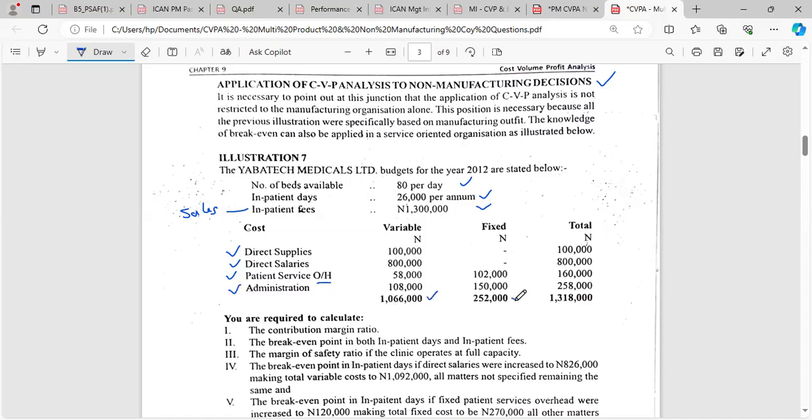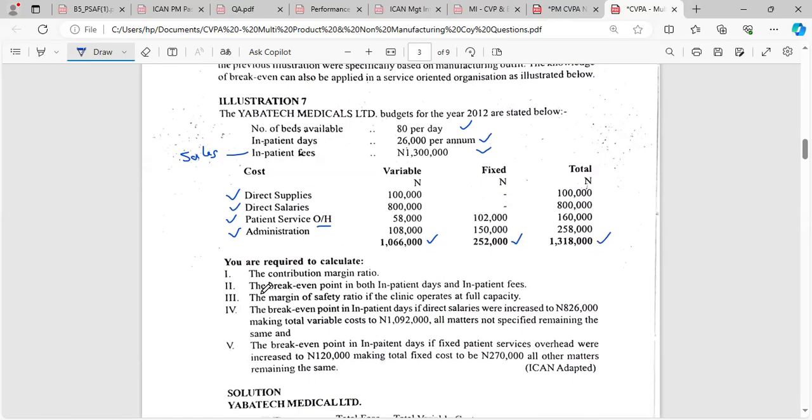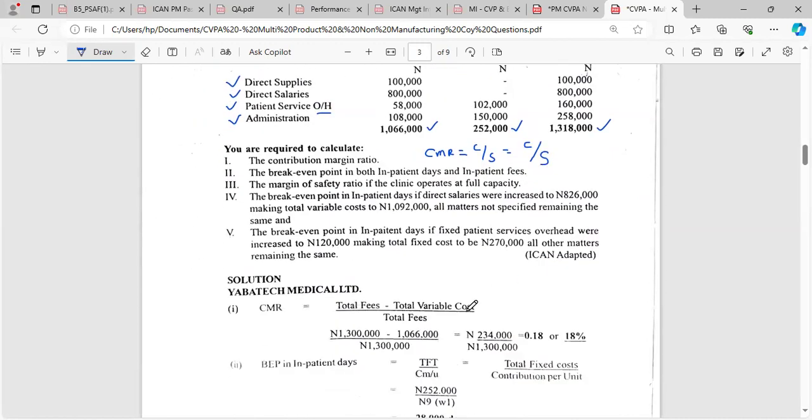And these are our total fixed costs. And these are our total costs. Now you are required to calculate the contribution margin ratio. So CMR. What is the formula for contribution margin ratio? Contribution margin ratio is the same as contribution to sales. So we need to look for contribution per unit and divide it by what? Sales per unit. So let's solve.